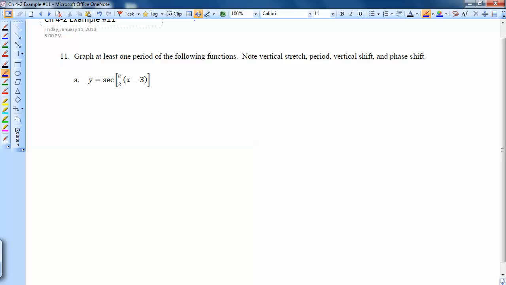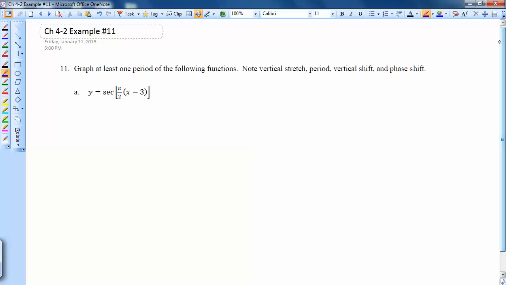Okay, so I want to try graphing this secant from the example handout that I gave you way back at the beginning of the unit. In this one, secant is 1 over cosine, so really this graph is going to look a lot like cosine of pi over 2 times x minus 3, just sort of flipped inside out the way that you flip cosine inside out to get the secant graph.